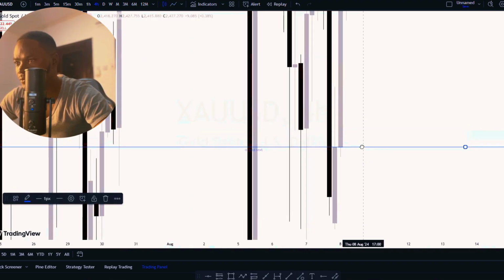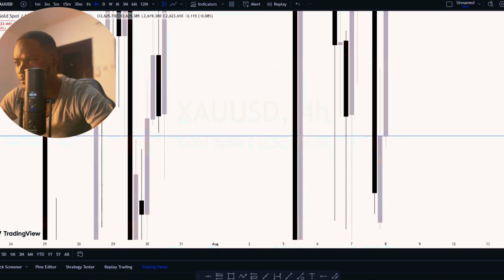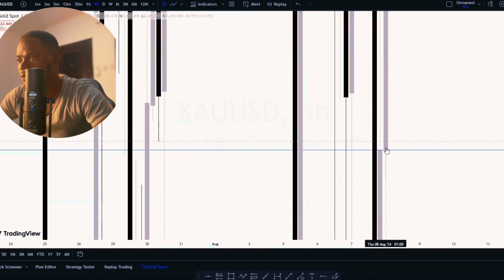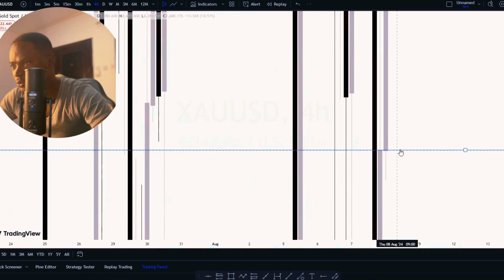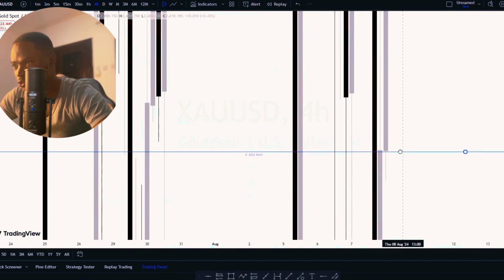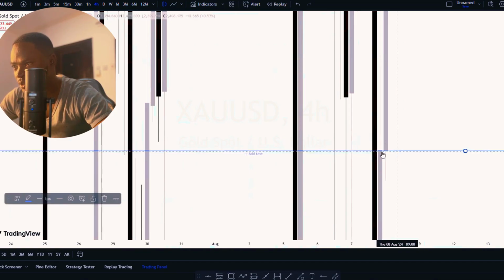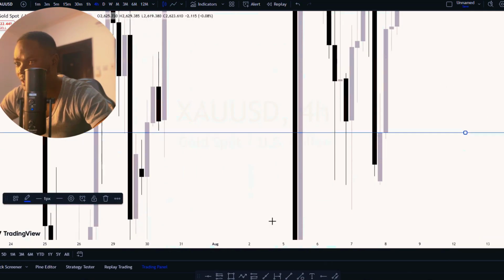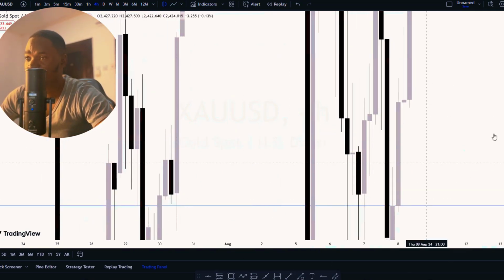I don't know if this one overlaps. This one too has some kind of overlap. There's a gap here, so you mark it this way. If you mark it this way and the price touches this, you think that it has missed. All right, so that is it.